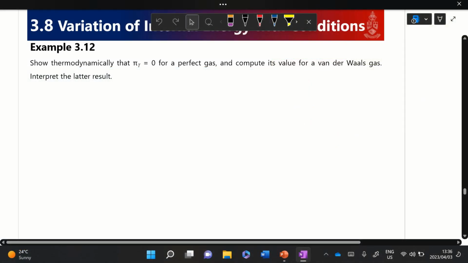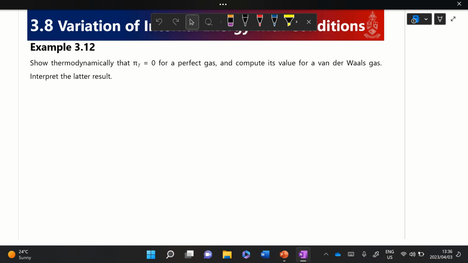Okay, so let's look at this example. We're asked to show thermodynamically that the internal pressure, π_T, is equal to 0 for a perfect gas, and then we also need to compute this for a van der Waals gas and interpret the latter result, in other words, what it is for a van der Waals gas.